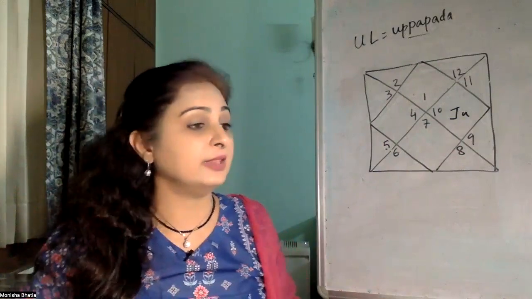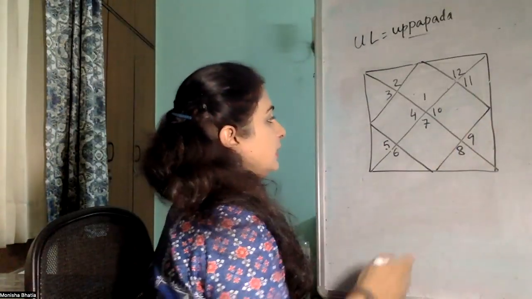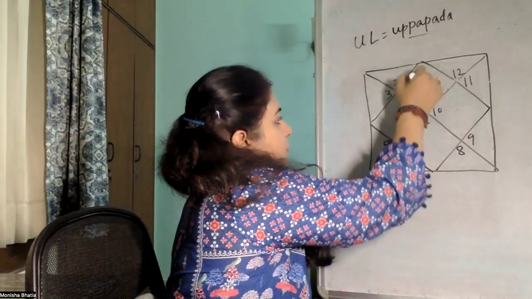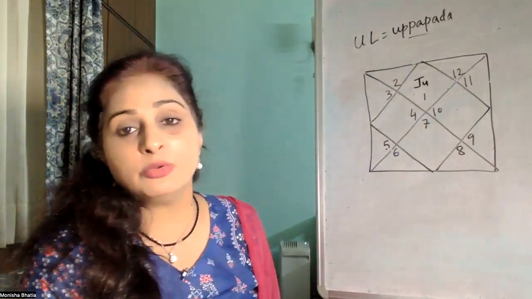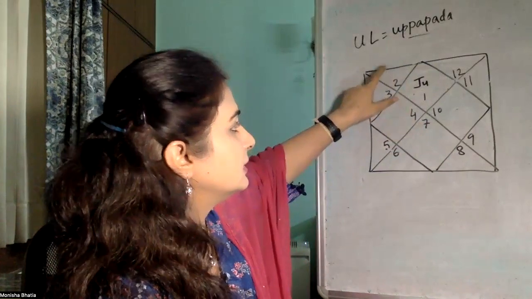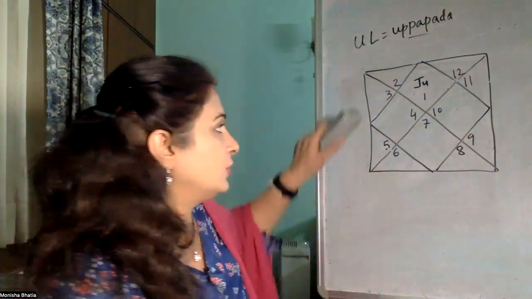Now let's take another example. Suppose your 12th lord Jupiter is sitting in the, say, second house. So it means the 12th pada will be counted from here. From here, if you count, this second house will become the 12th pada for your chart.